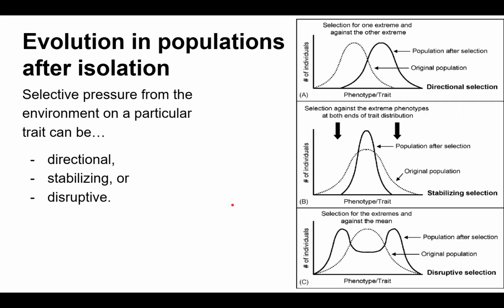Now, there's a couple different ways that populations can change once you isolate them. Selective pressure can be directional, stabilizing, or disruptive. So directional selection is a situation where we're taking one trait and we are pushing it all in one direction. So imagine we have something like speed in cheetahs. So we have a mean speed that the cheetahs go, and then we have some that are slower and some that are faster, right? Well, over time they've gotten faster, and so the mean has increased.